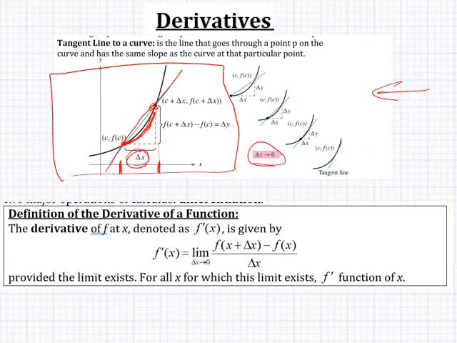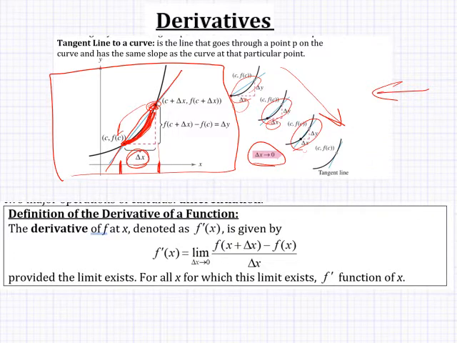Why do we do that? Because what it does is it takes this point and starts moving it down the curve towards this other point, thus making the interval smaller. If you look at this series of pictures here, it's going to shrink delta x down to 0. And so you see these 2 points getting closer and closer and closer together.